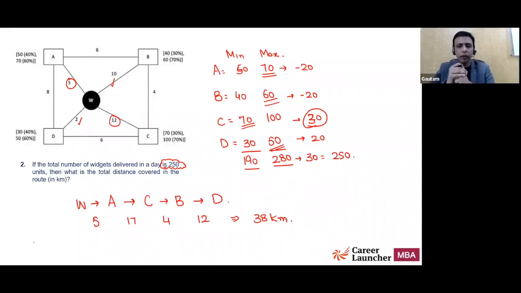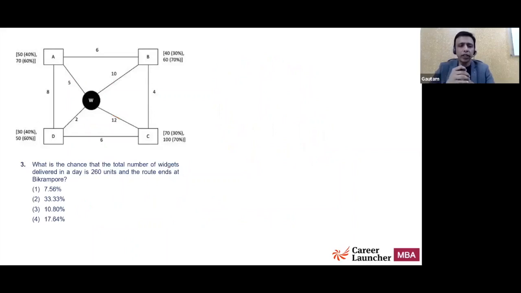So two parts to be decided. One, how you're going to supply the 250 widgets, and then what should be your route plan to go in decreasing order of the demand by these locations. So the net answer would be 38 kilometers is the total distance he has to travel. Moving to the next in the question set. The third question in the set talked about the delivery of 260 widgets.